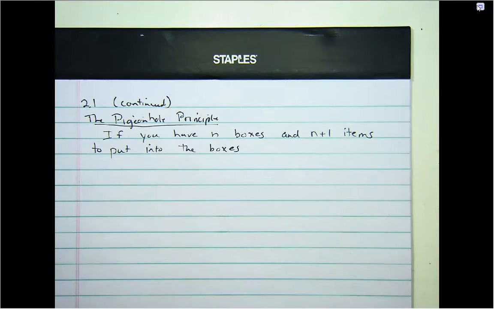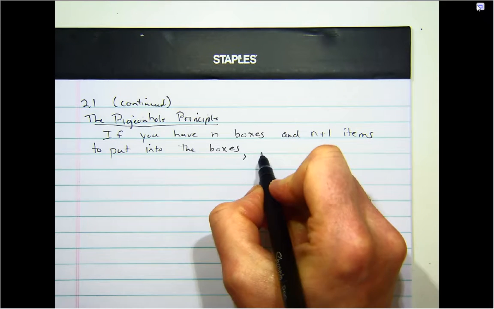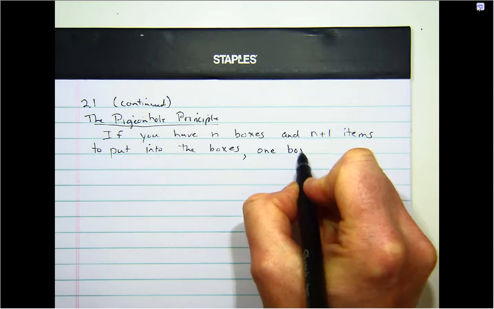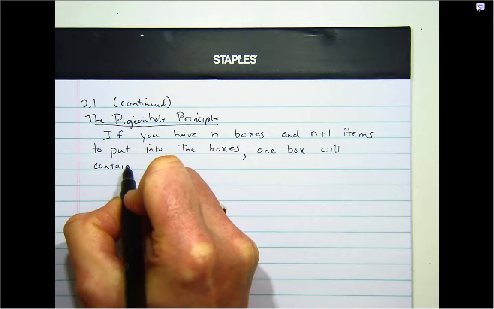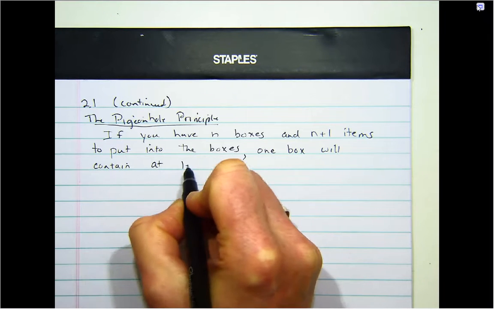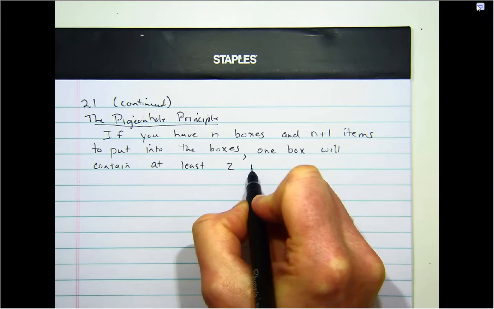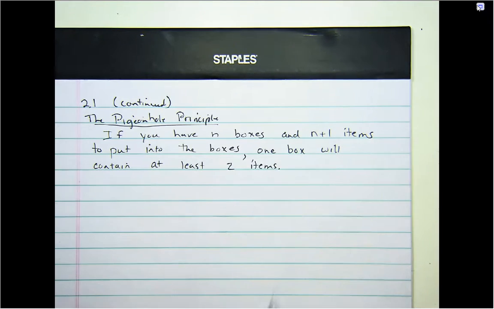if you have n boxes and n plus 1 items to put into the boxes, so one more item than you have boxes, one box will contain at least 2 items. And that doesn't mean that more than one box couldn't contain at least 2 items, but at least one box will contain at least 2 items.